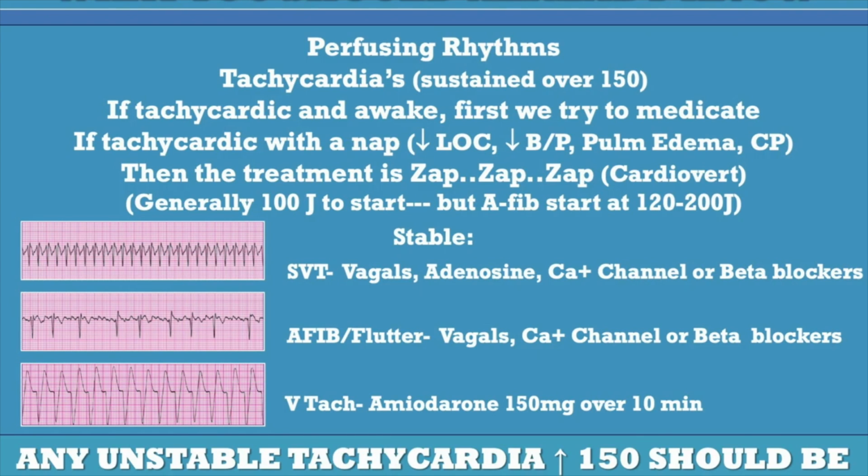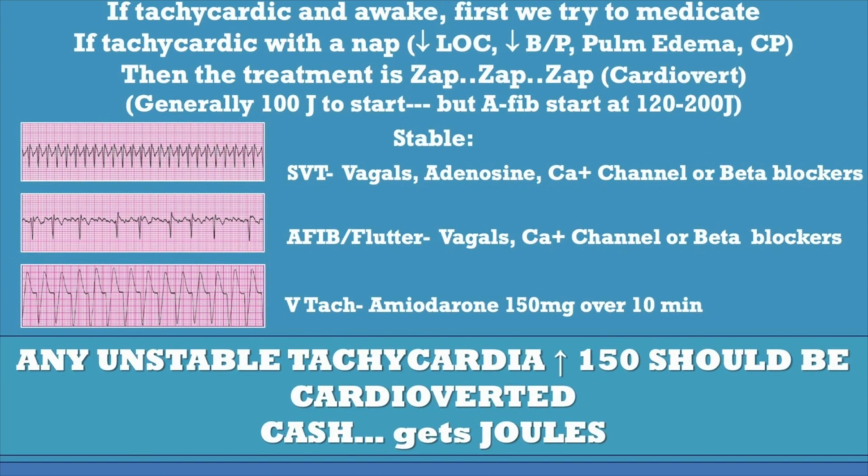And if the patient is in ventricular tachycardia, the treatment is amiodarone, 150 milligrams over 10 minutes. Remember, we have to give it slowly so they don't get hypotensive. And if the patient becomes unstable with any of those signs of CASH, they're going to be synchronized cardioverted for their treatment.